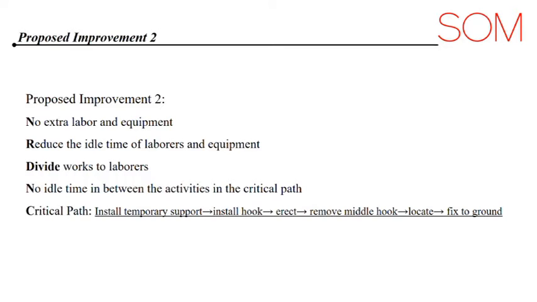Our proposal number 2 is kind of similar to our previous proposal. 3 principles were still needed. The first one, no extra labor or equipment should be added to the construction site. Second one, no idle time between the activities on the critical path. But the third principle is slightly different. We started trying to divide some of the activities that we originally thought cannot be divided. For example, installing the hooks.